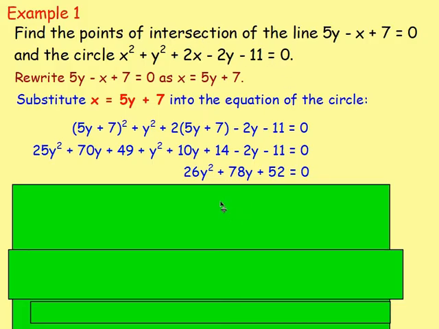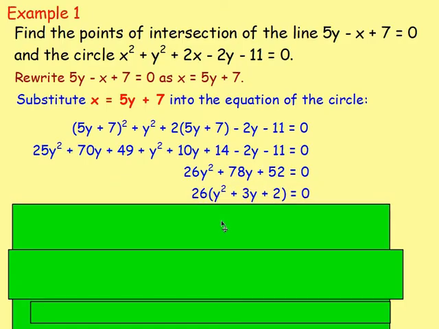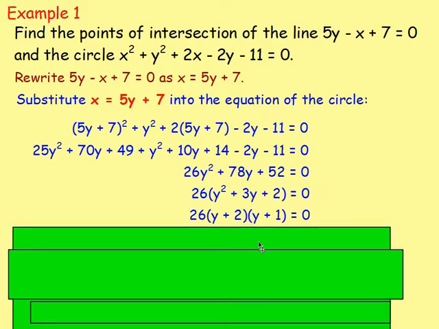So how would we do that? We need to find the value of y. And to find the value of y, you would factorize. So factorize, you take out 26 as the highest common factor. Then you are left with 26 bracket y squared plus 3y plus 2. And you can also factorize that. If you do that, you'll end up with 26 bracket y plus 2, y plus 1.